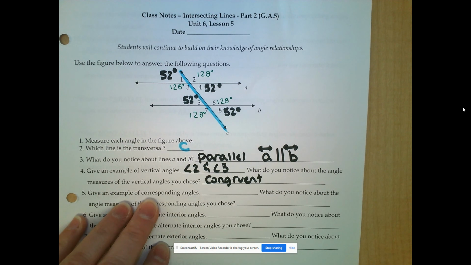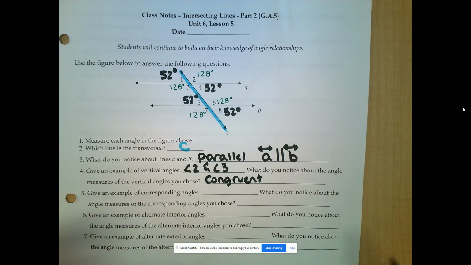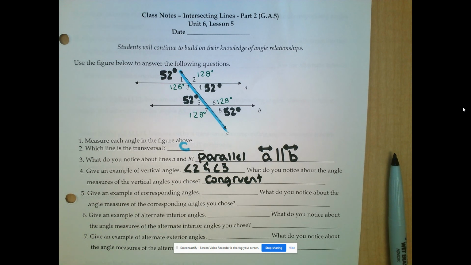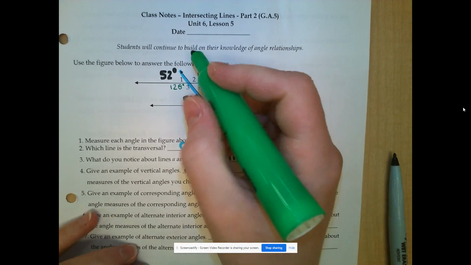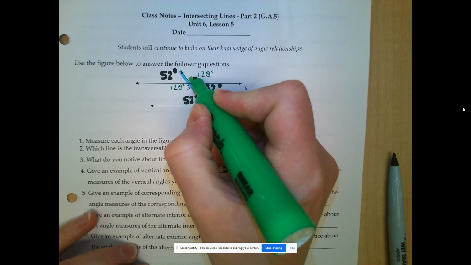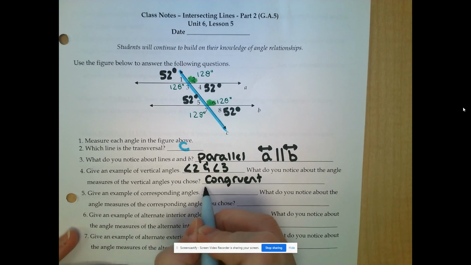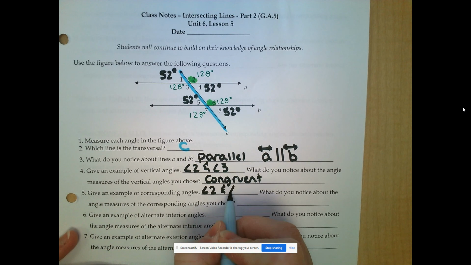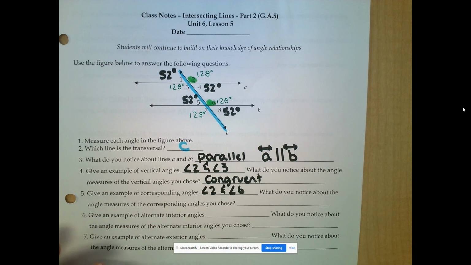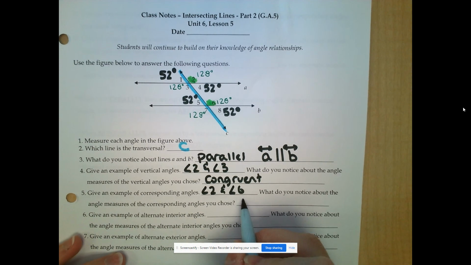Give an example of corresponding angles. So corresponding angles are the ones that were in the same location. So we might say that one pair of corresponding angles, angles that are in the same location, for example, would be maybe angle 2, which is in the upper right corner, and angle 6, which is in the upper right corner. So I might go with angle 2 and angle 6. What do you notice? Well, angle 2 and angle 6 are also congruent.